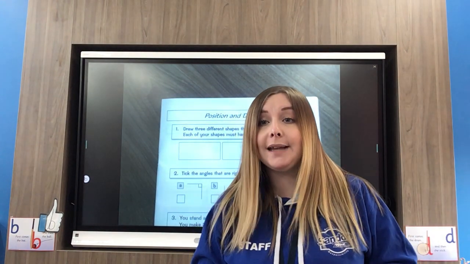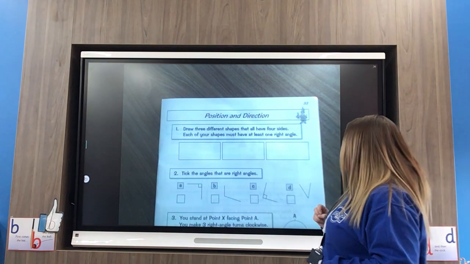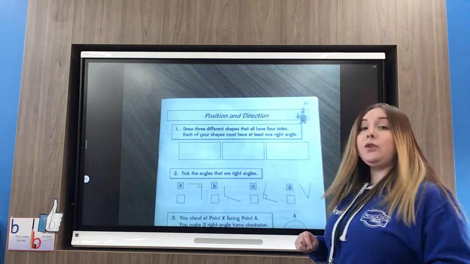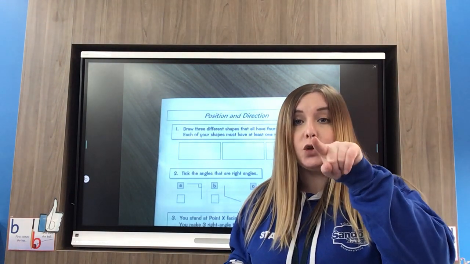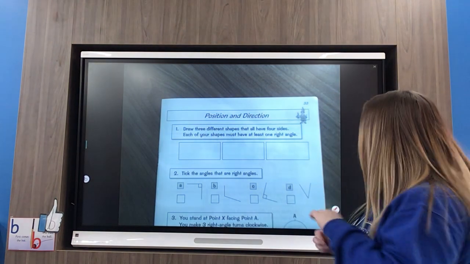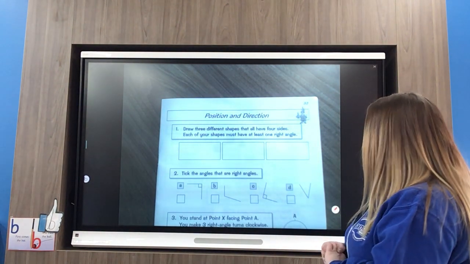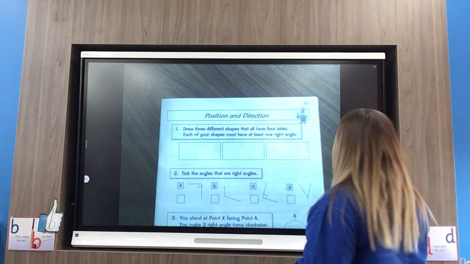And before I go back to my whiteboard, we can also have a little go at question number 2, because it's asking you to tick all of the angles that are right angles. And remember, right angles are the ones with the little square in the corner. You're going to put a tick next to those and I'll give you a clue. There are 2 of them. Okay.